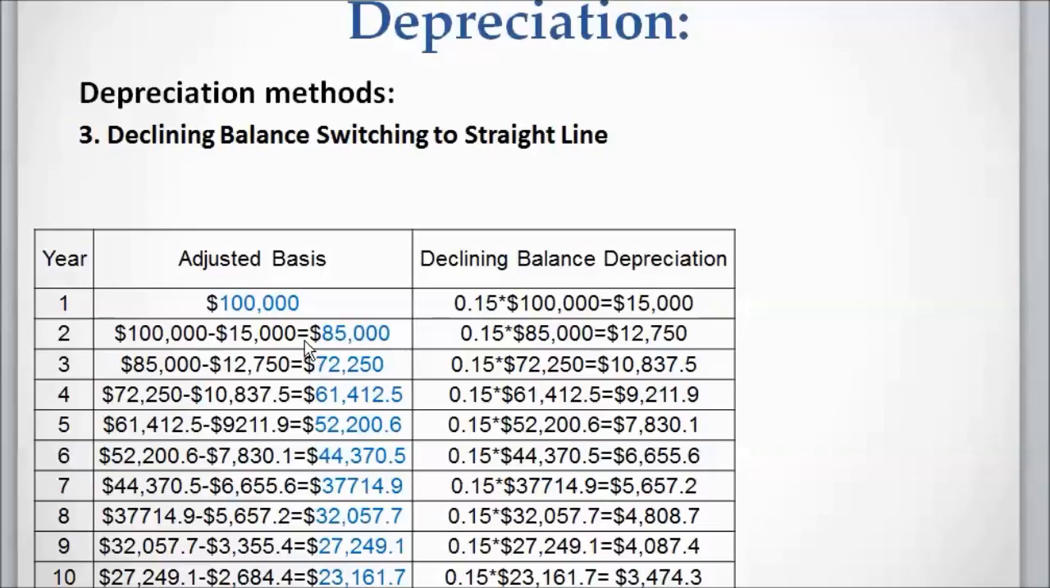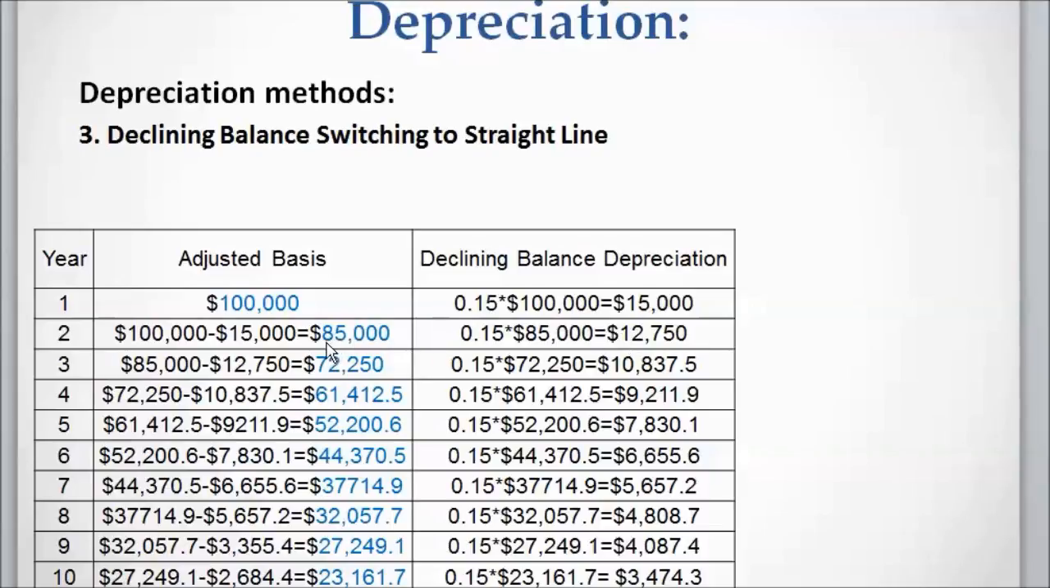For year two, we need to calculate the adjusted base first. The adjusted base for year two equals the adjusted base for the previous year minus the depreciation for the previous year. So $100,000 minus $15,000 equals $85,000, and it is the adjusted base for year two. In order to calculate the depreciation for year two, we multiply the declining rate, or depreciation rate, by the adjusted base that we just calculated, and we have $12,750.